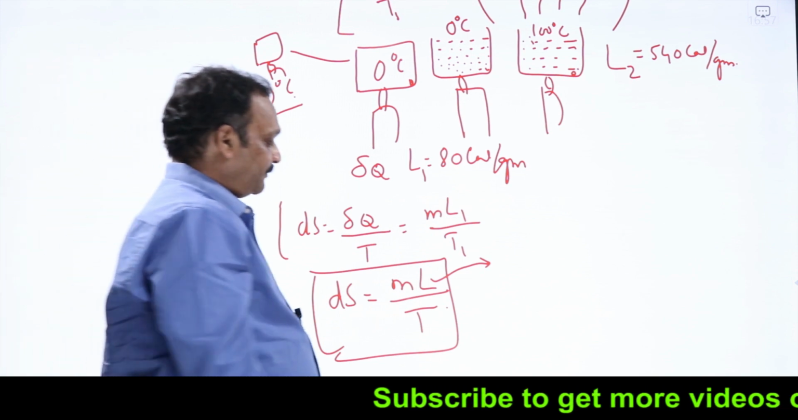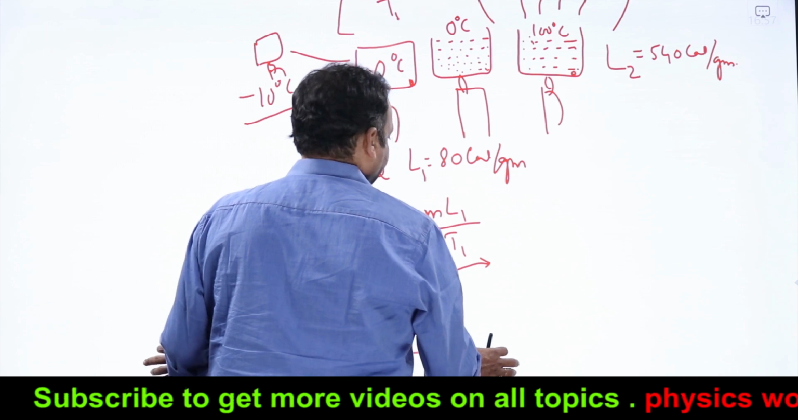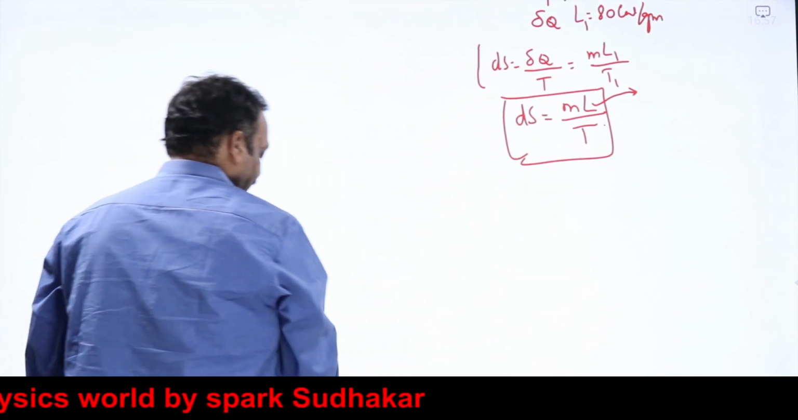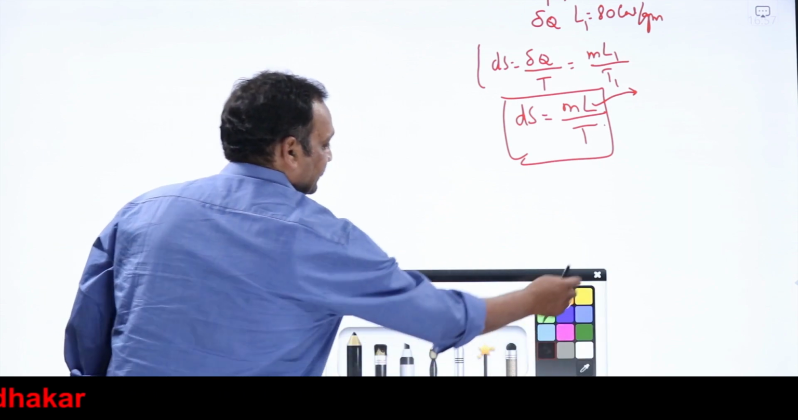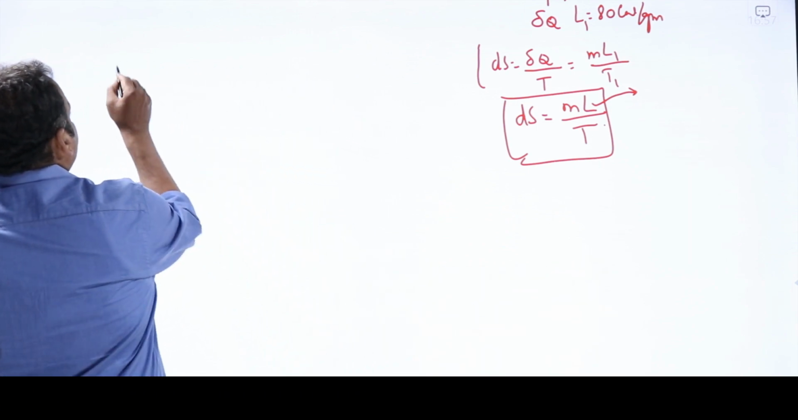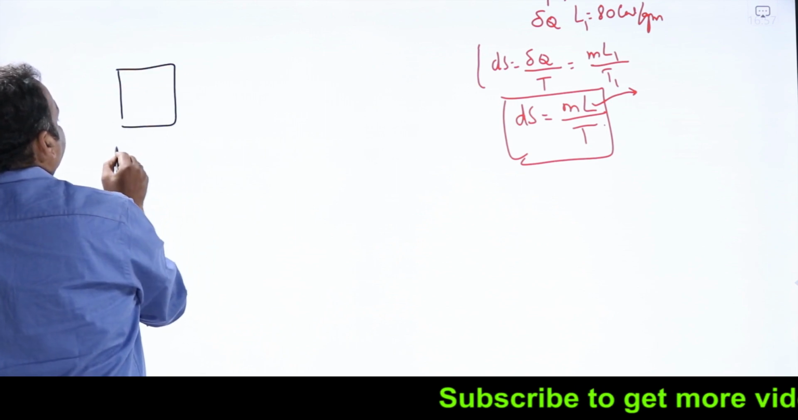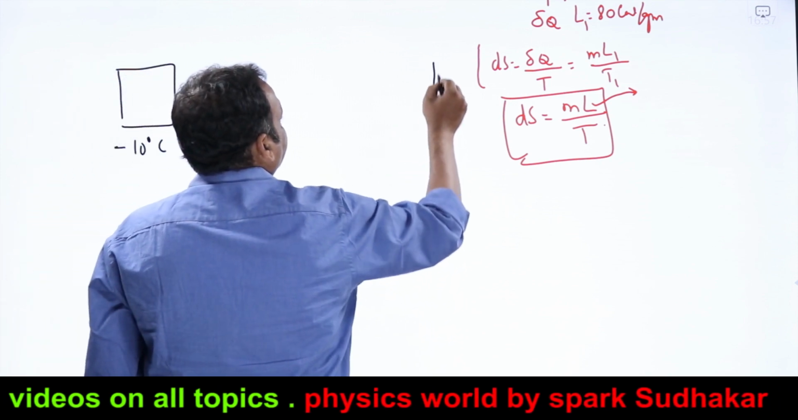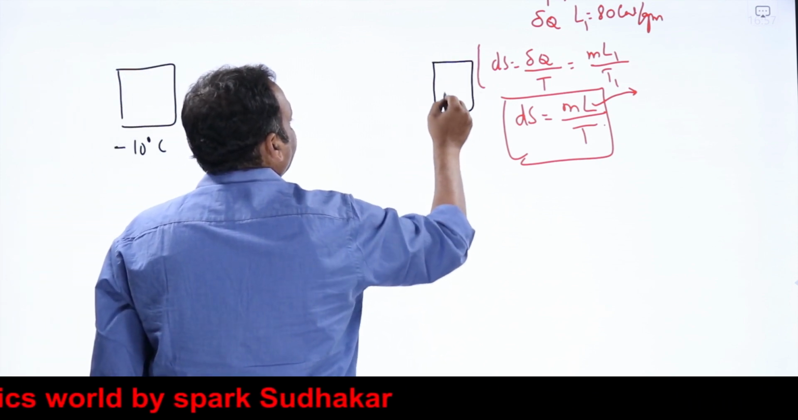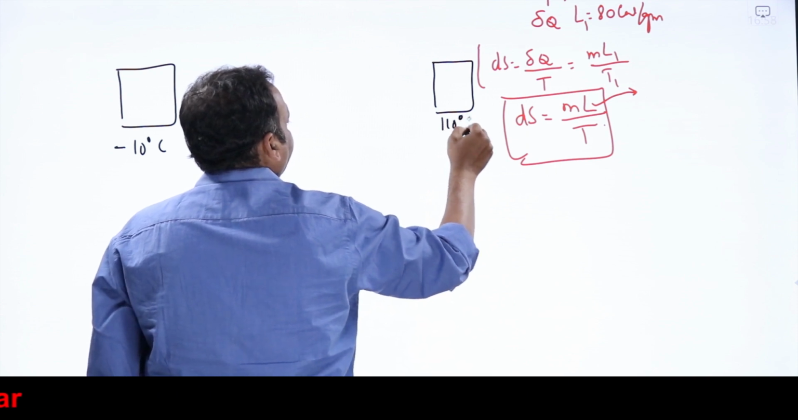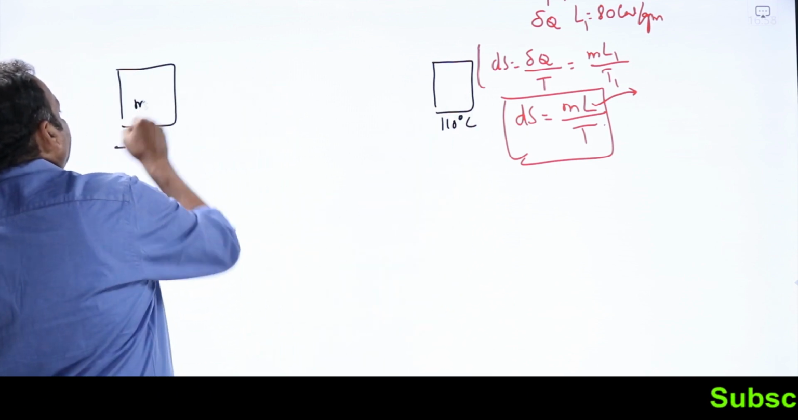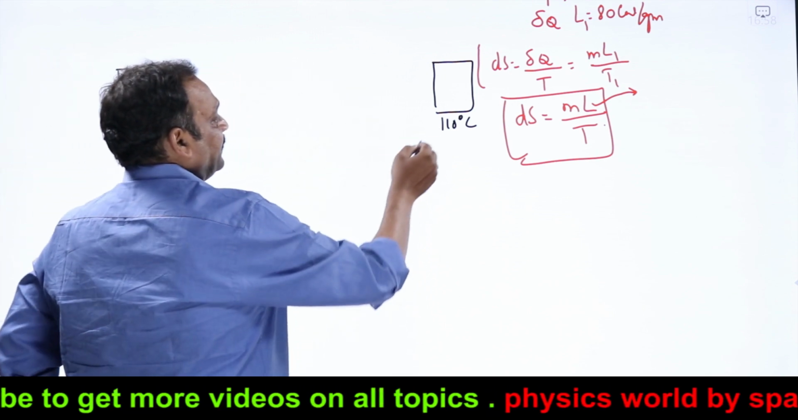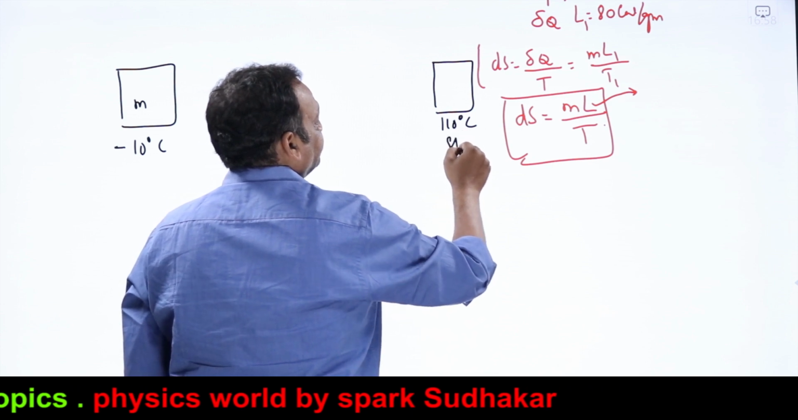Now you take a transition like this. I'll start with what is known as ice at minus 10 degrees Celsius. So initially I'll take some sample ice at minus 10 degrees Celsius. I want to convert that into steam at 110 degrees Celsius. So taking m grams of ice at minus 10 degrees Celsius, I want to transform it into steam at 110 degrees Celsius.